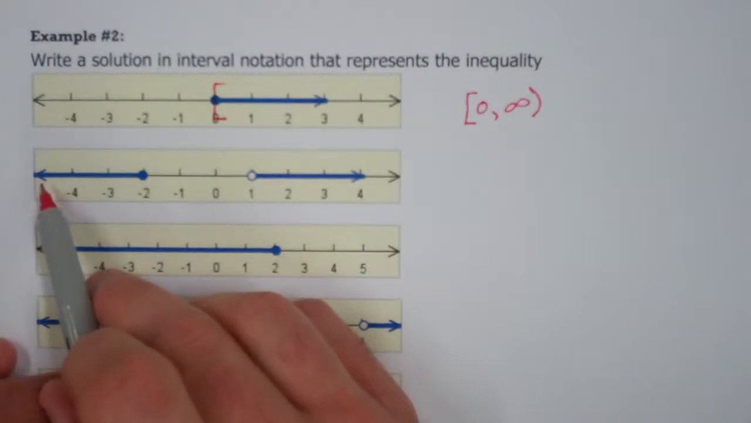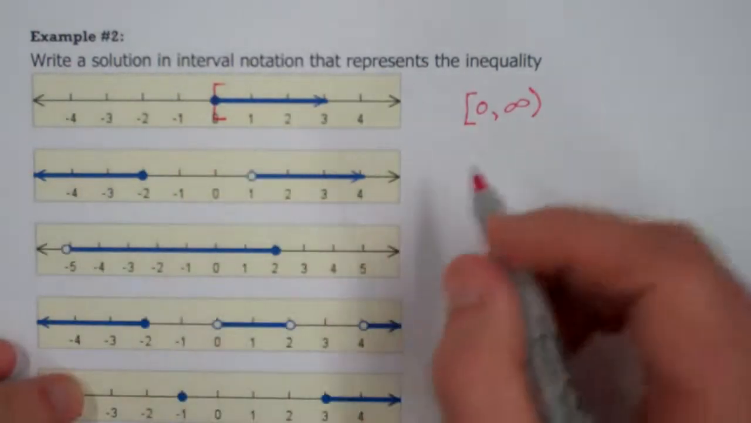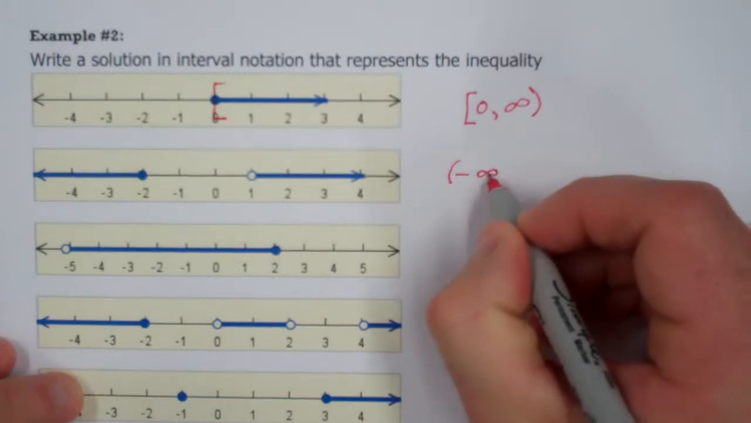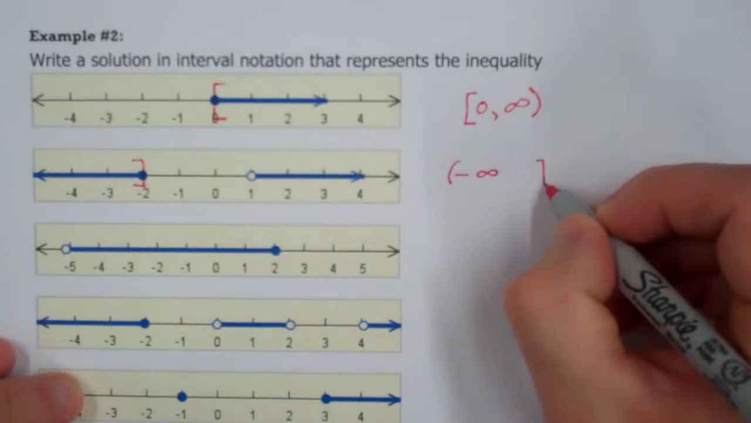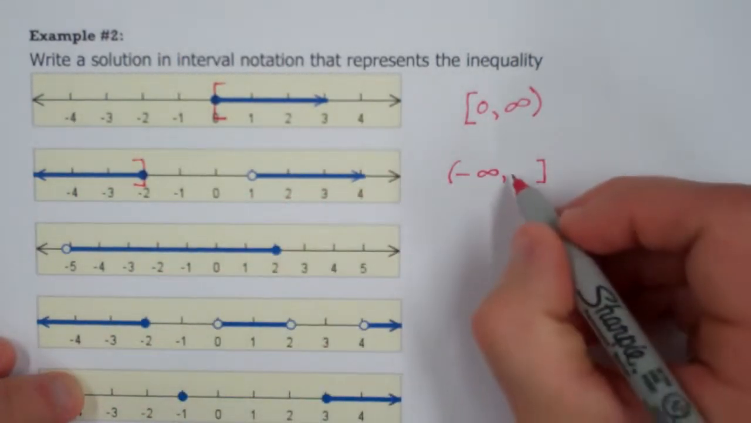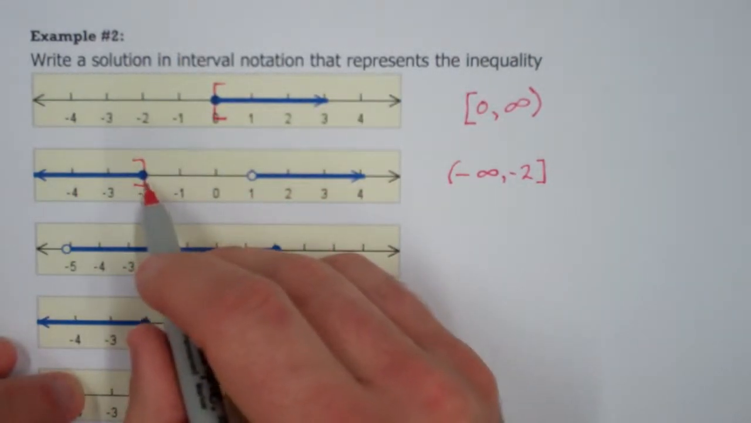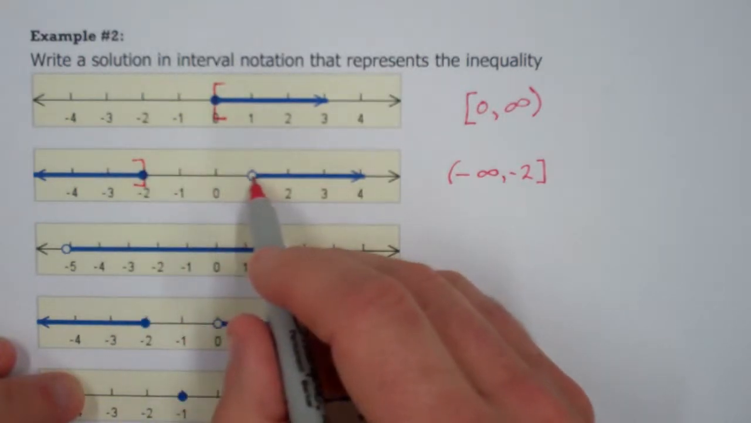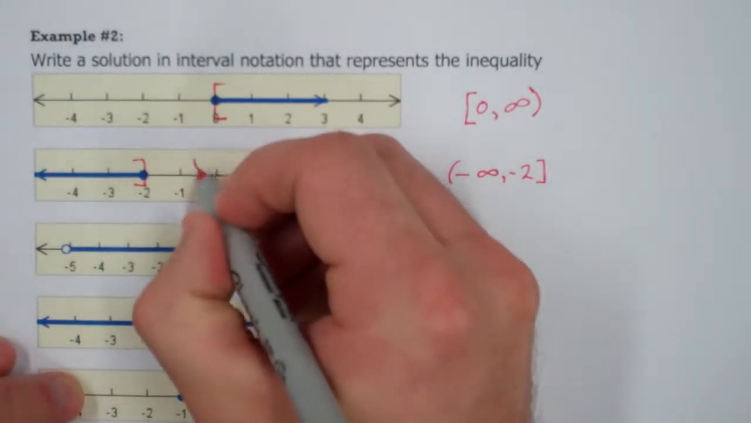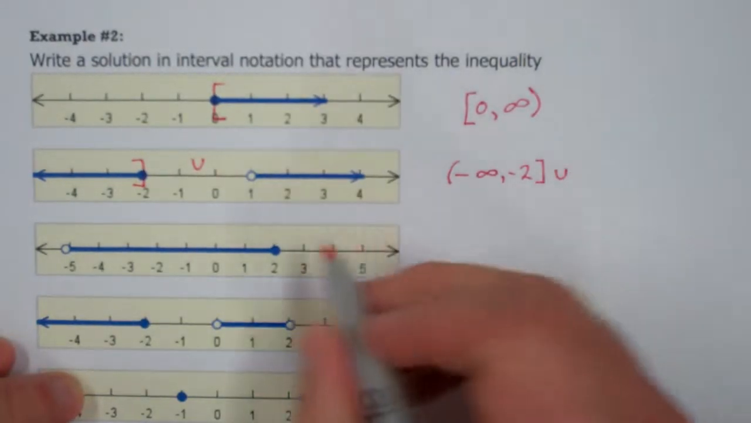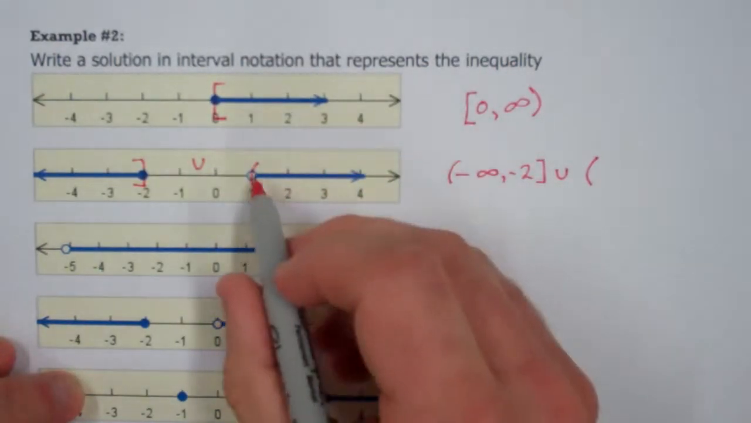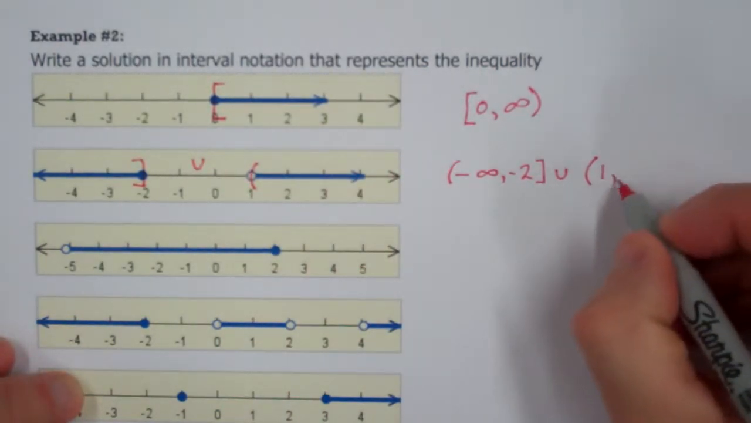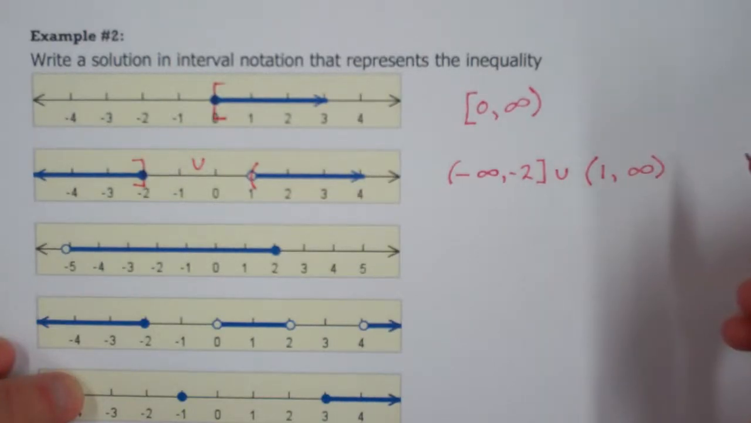For the next one on the left-hand side, the lowest value we need to start at is negative infinity. We're going to have a bracket here. The value is -2. Remember, the bracket means the point is included, and it's a filled-in circle. We have a gap here, and we're going to have to write another one. So this is going to be a union of two of these. One is open, so we draw a parenthesis, and then we're going from 1 all the way to infinity. We always use a parenthesis for the infinities.